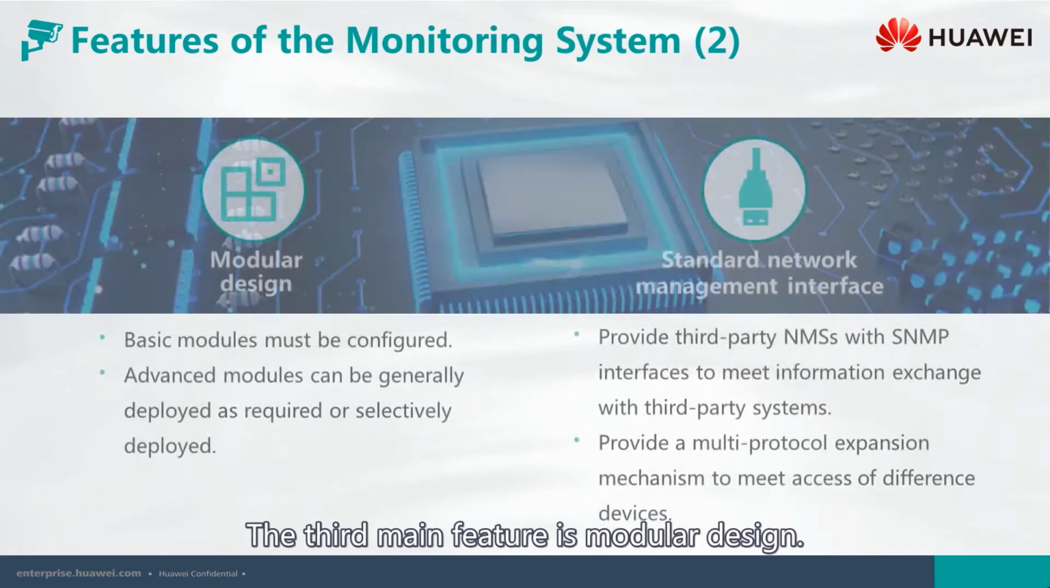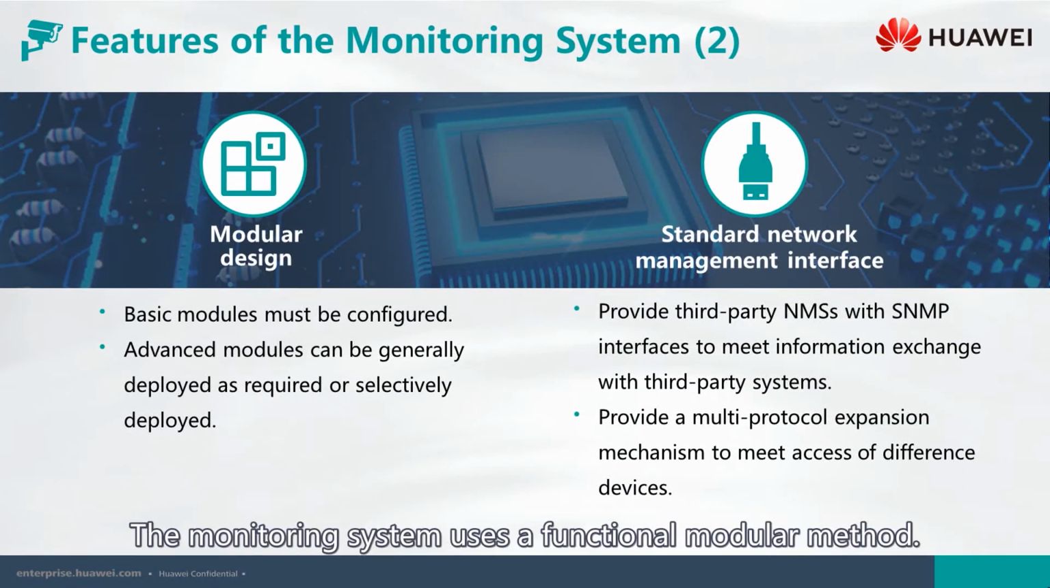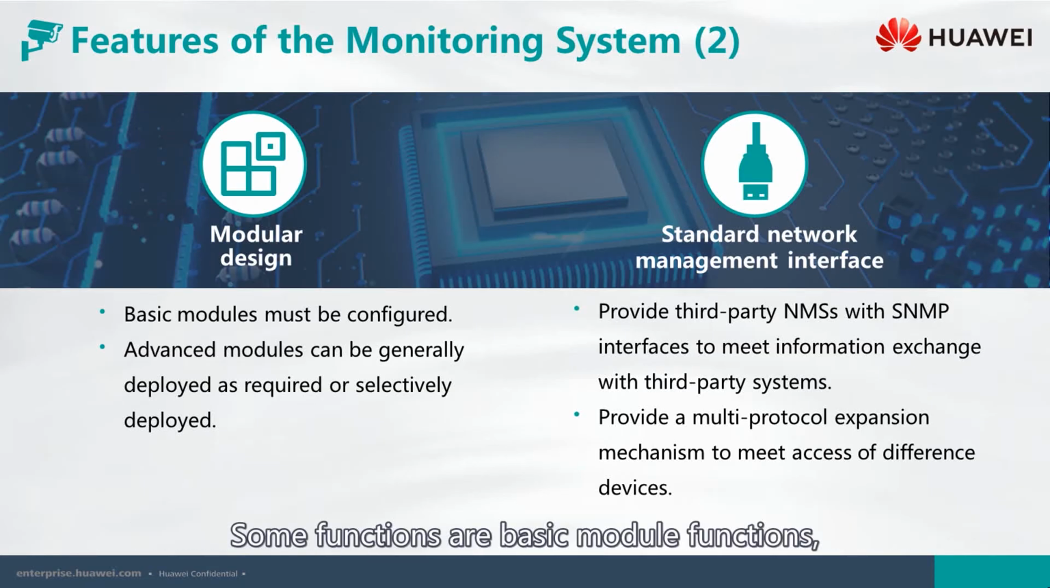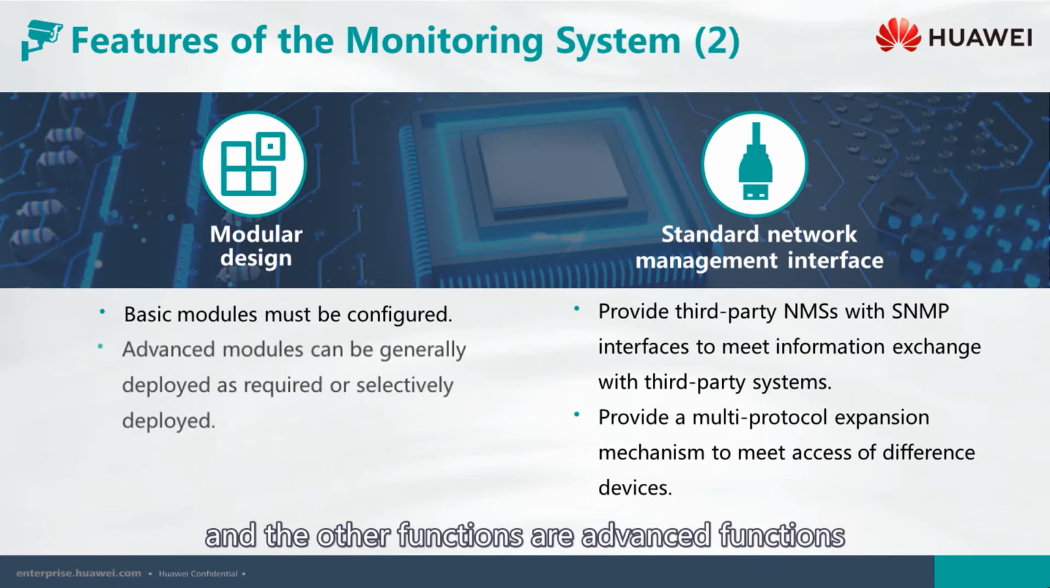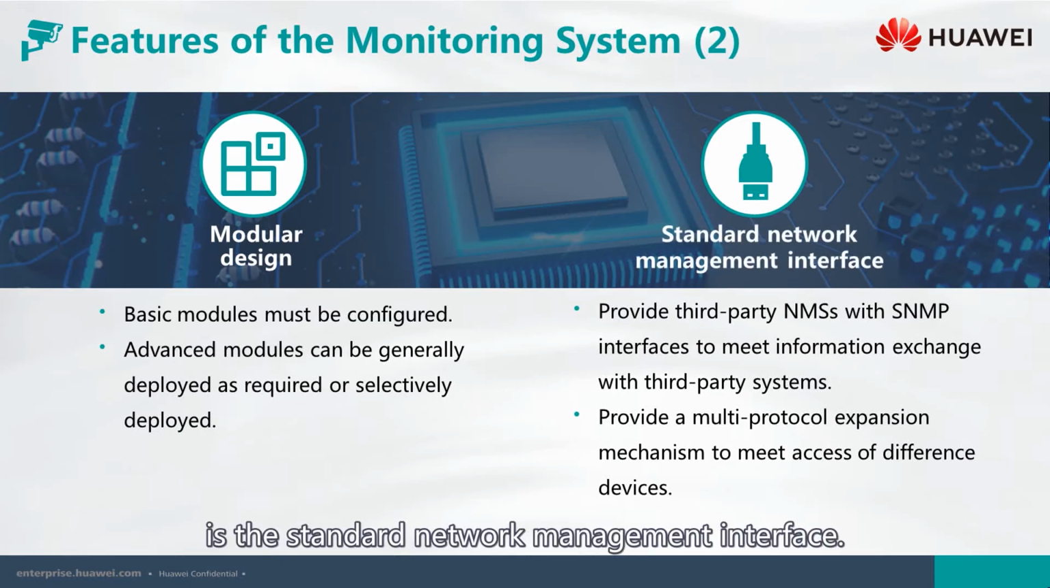The third main feature is modular design. The monitoring system uses a functional modular method. Some functions are basic module functions, which are necessary configuration items, and other functions are advanced functions and optional modules, according to users' requirements. The next main feature is the standard network management interface.